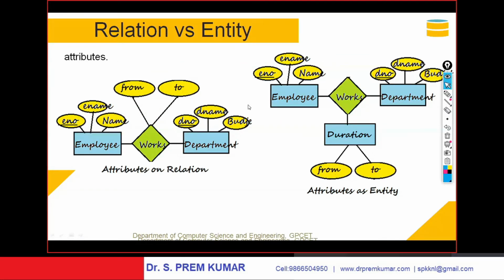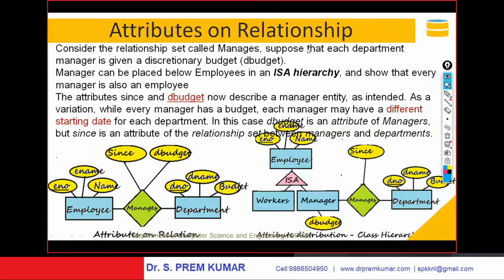Attributes on relationship. Let us go ahead with the topic attributes on relationship set. You observe this carefully. Let us directly go with the diagram. Employees are working for departments. Since so and so date they are working with some budget. With some budget they are working for the departments.